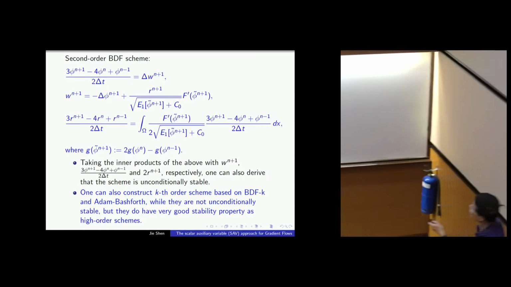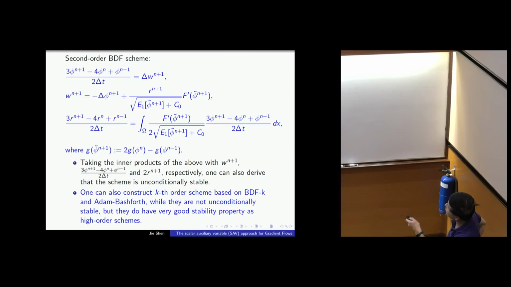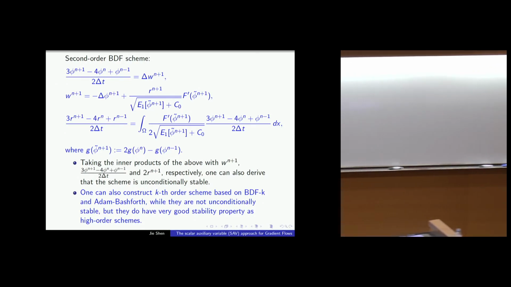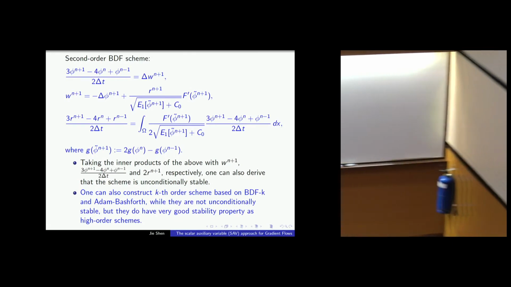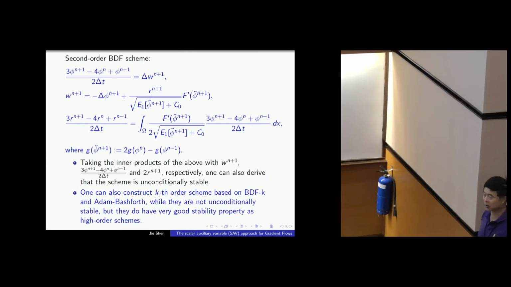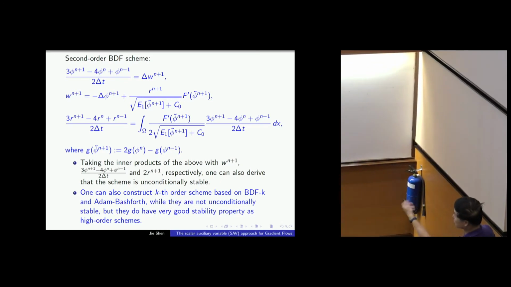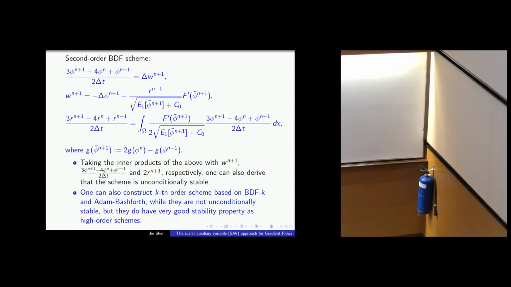You can even apply this to BDFk for k equals 3, 4, 5, 6. It gives you 3rd, 4th, 5th, 6th order schemes, but since they are not A-stable, you do not really have unconditional energy stability in theory. But in practice, even for third order, fourth order, numerically it's almost unconditionally energy stable.